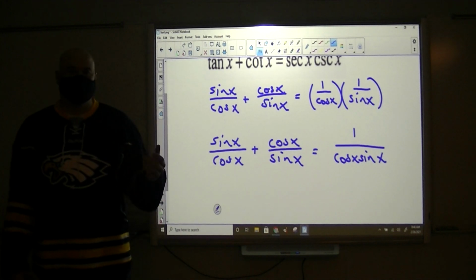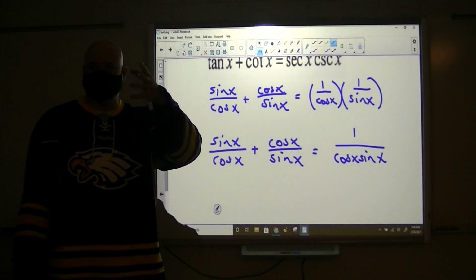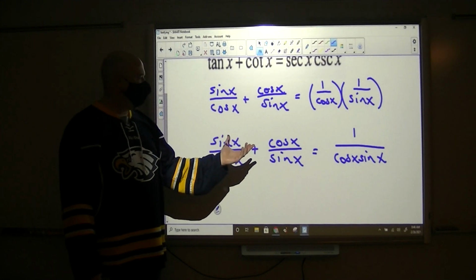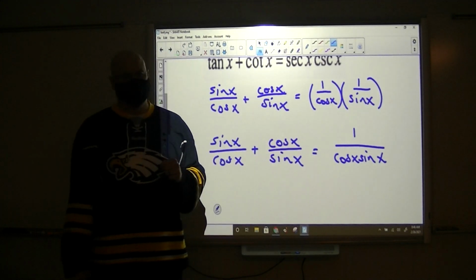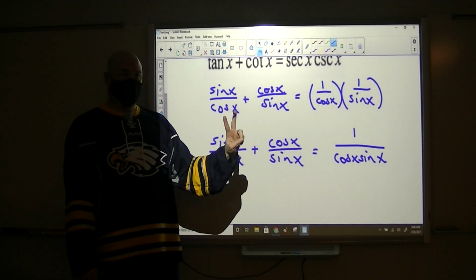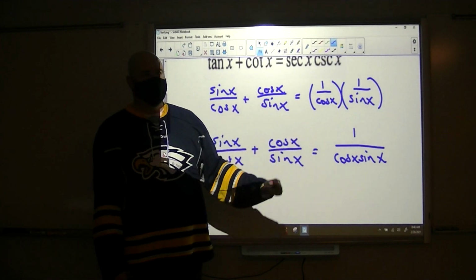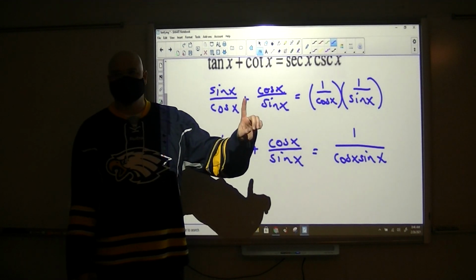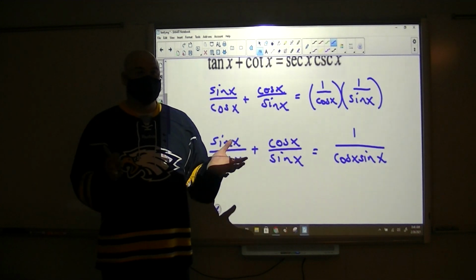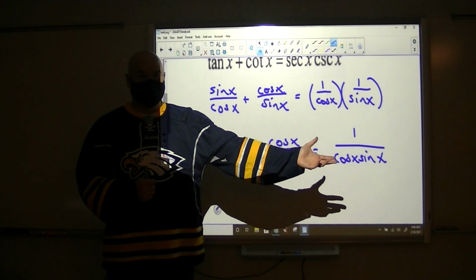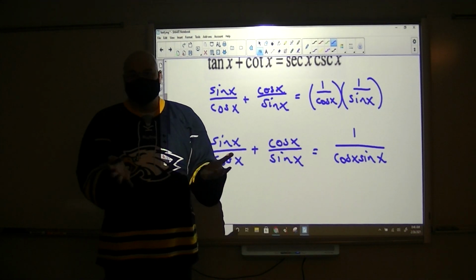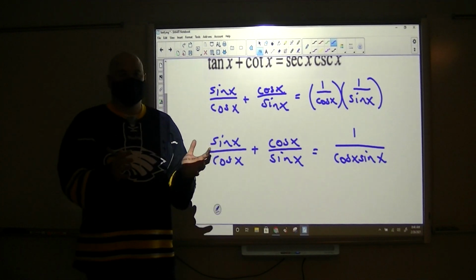Now, let me ask you this question. I'm your brain, I'm your conscience, okay? If I need this side to look like that side, this side has 2 fractions, and that side has just 1. How are they going to be the same? Big picture. The only way 2 fractions can look like 1 fraction is if I add them together. Philosophically, I hope that makes sense.